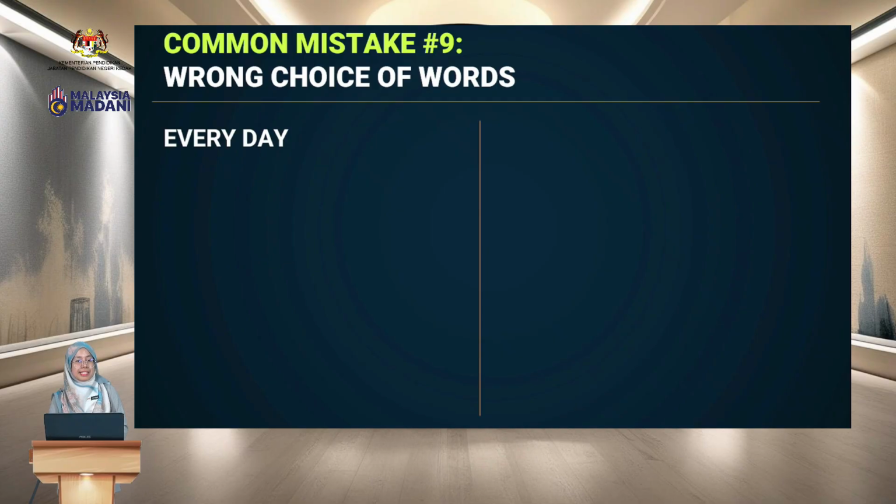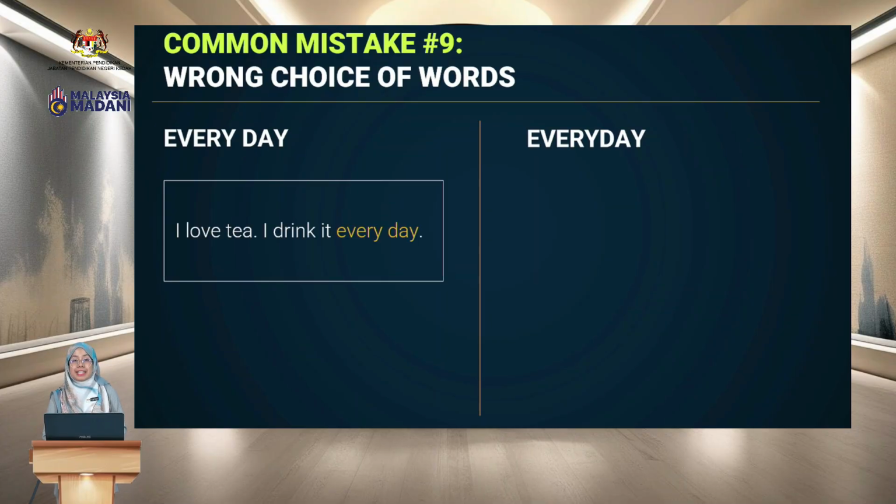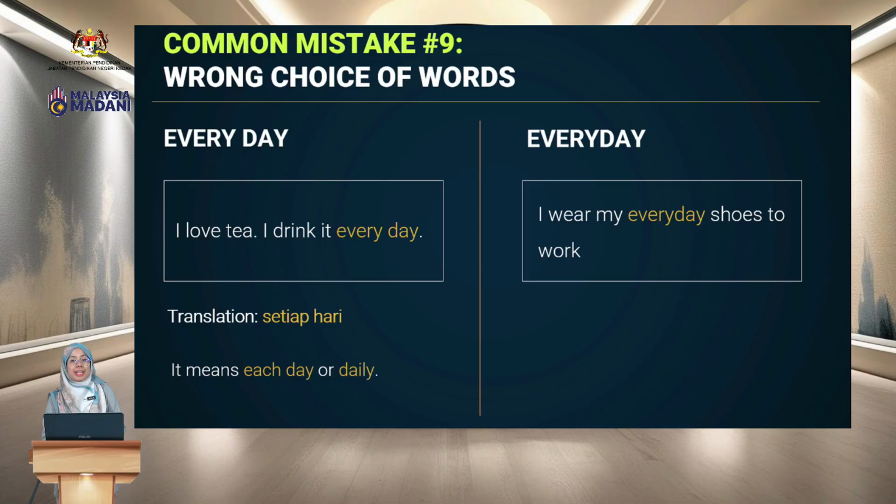Now, wrong choice of word. Another example is every day with two words and everyday in one word. So for every day: I love tea. I drink it every day. It means setiap hari. What about everyday? I wear my everyday shoes to work.